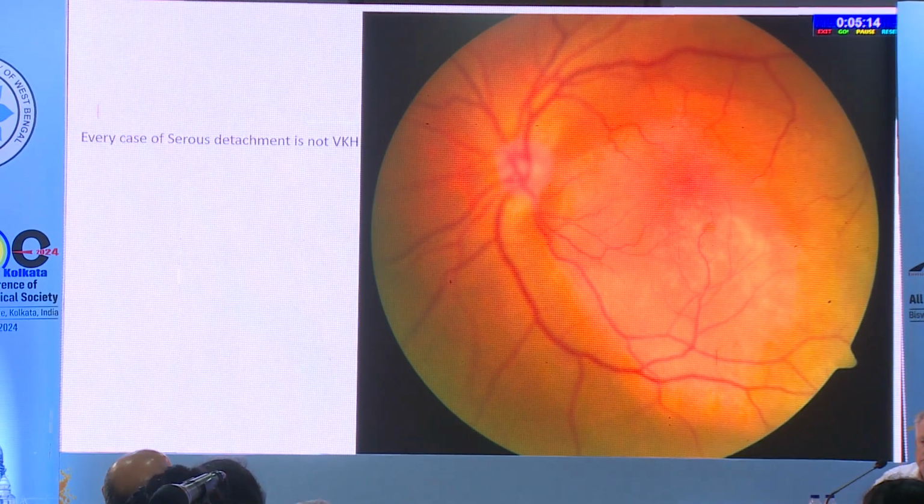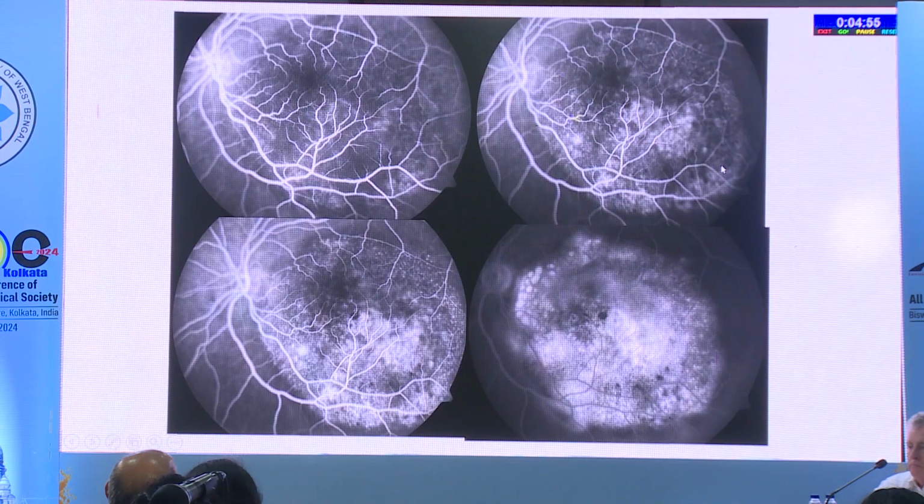So in every case, the last part is that many a time you see serous detachment and you think it is VKH, but every case of serous detachment is not VKH, or CSR for that matter. For example, this lady had a mass-like lesion and there was fluid. You do the fluorescein angiography, and this is very atypical. It's a mass-like lesion. So whenever in doubt, do an ultrasound. Ultrasound in VKH is very different. It is just diffuse thickening of the choroid, which you can demonstrate both on B-scan as well as on OCT, EDI OCT or swept source OCT.